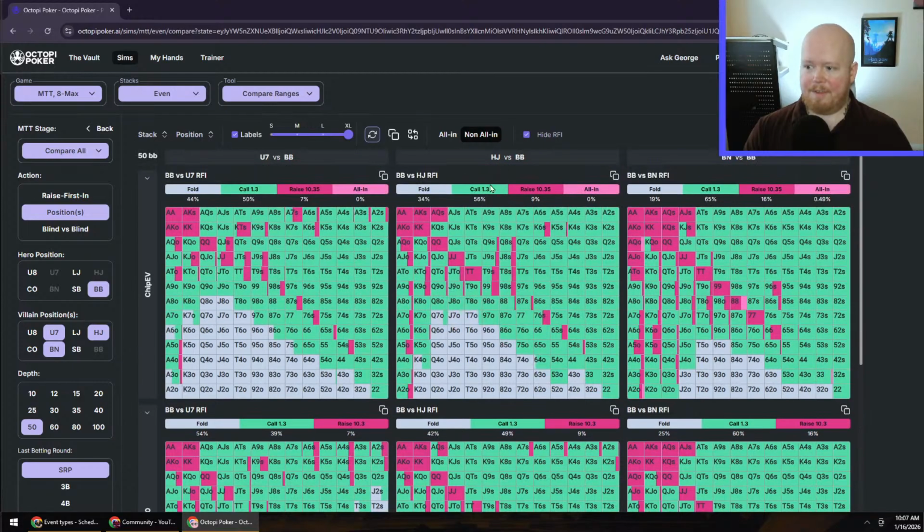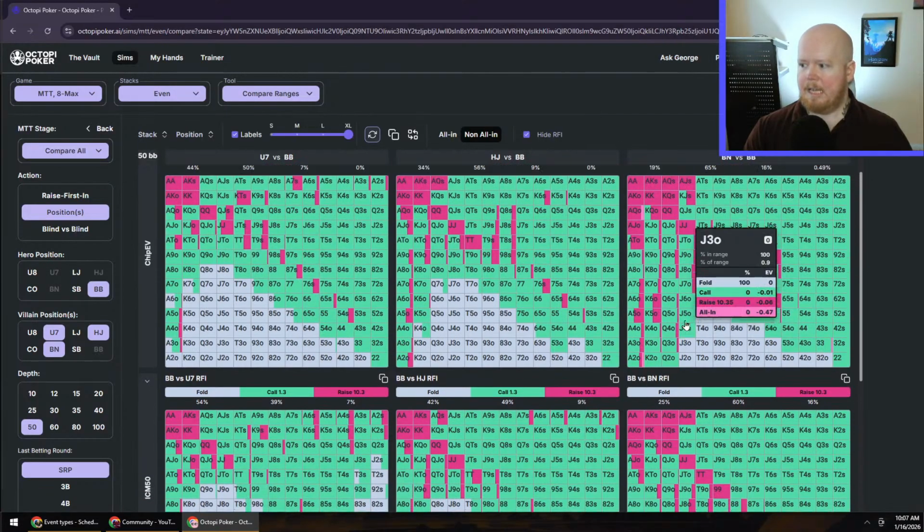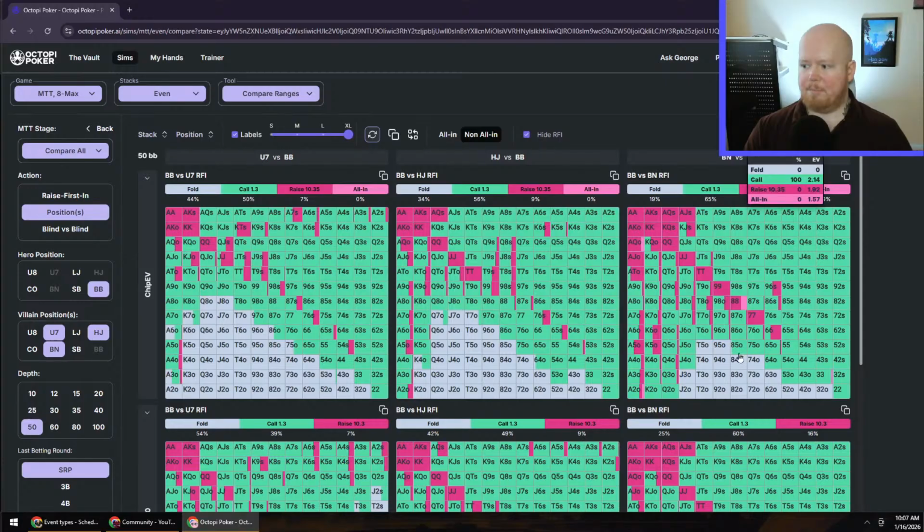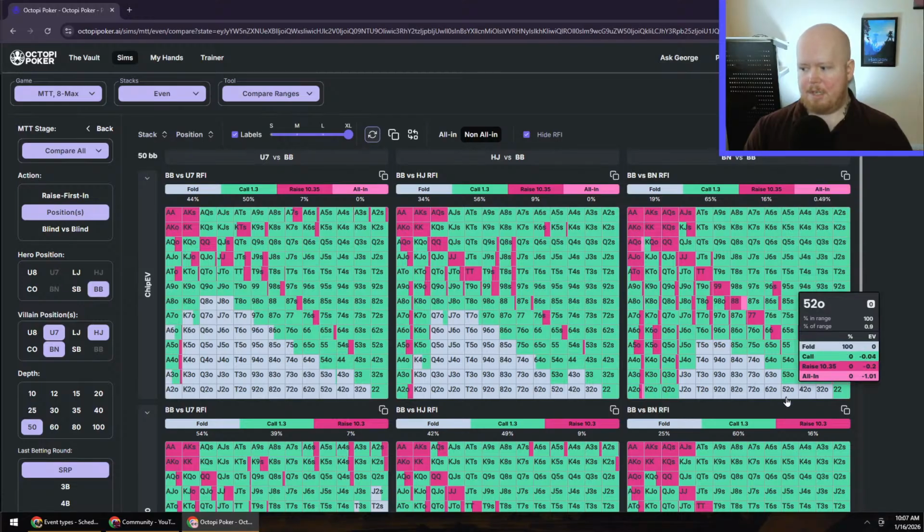And then now we've got 39% in ICM 50. We go from 56% to 49% against hijack, and then 9% 3-bet stays kind of the same. And then we go from 65% to 60% against the button open here. And the 3-bet stays at about 16% as well.